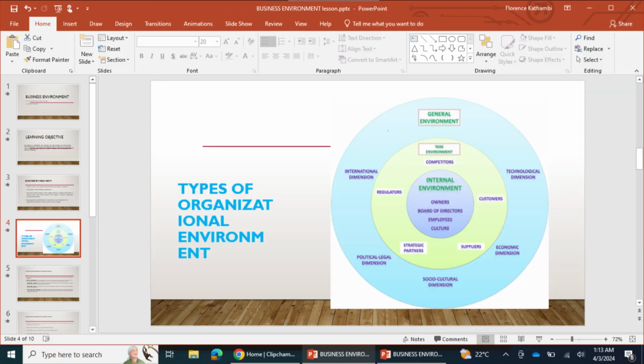Next, we discuss the different types of organization environment. The organization environment is subdivided into two major components, the internal environment and the external environment. The internal environment is composed of elements that are within the boundaries of the organization. That is why we are saying it is the internal environment. The external environment is composed of elements that are outside the boundaries of the organization. The external environment is further subdivided into two, where we have the task environment, which is also referred to as the industry environment, and further we have the general environment as illustrated in slide number 3.